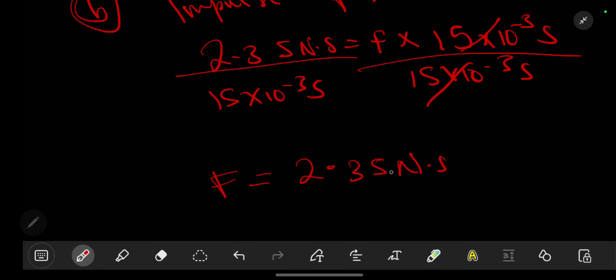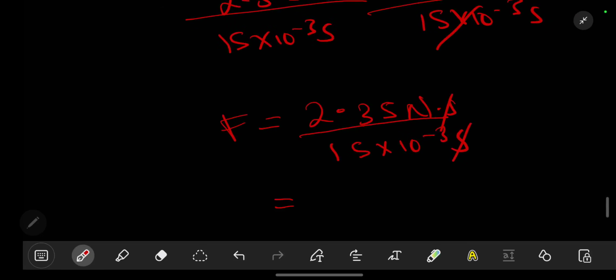Newton second over 15 times 10 to the power negative 3 seconds, which will be equal to this divided by 15. So 2.35 divided by our 15 times 10 to the power of negative 3 will give us a value that is equivalent to 156.67 newtons. So that is how we deal with impulse questions.